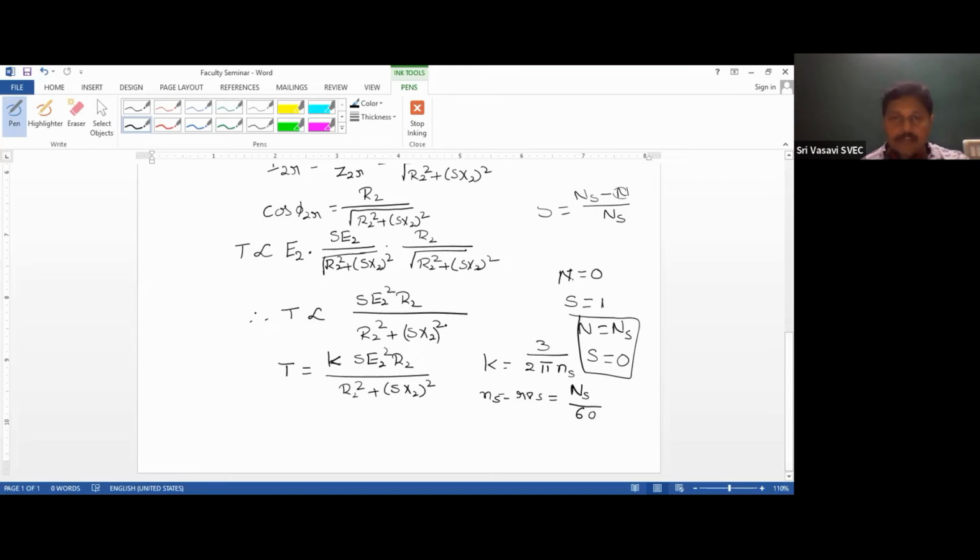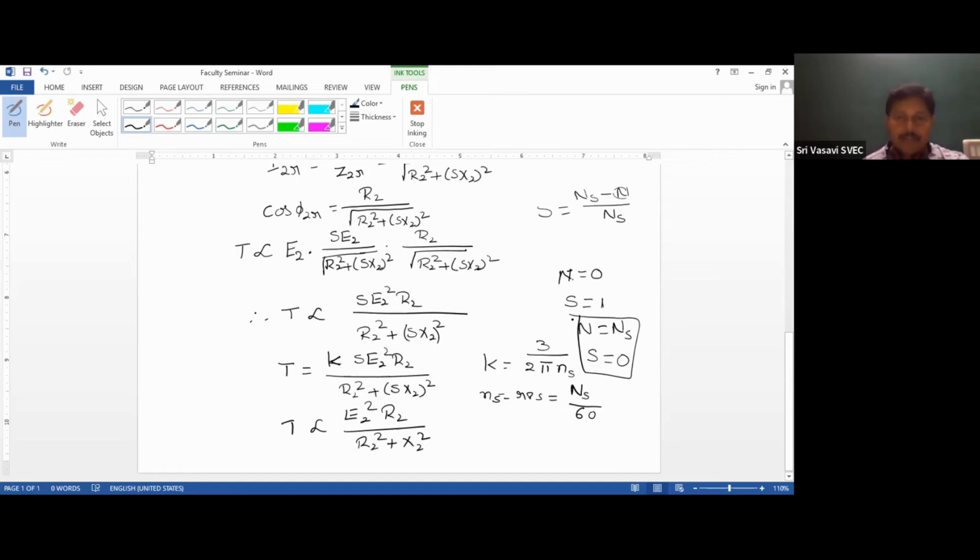At the time of starting, S equal to 1. So put S equal to 1 in this equation, then T is directly proportional to E2 square R2 by R2 square plus X2 square only. In running condition, T is directly proportional to S E2 square R2 by R2 square plus (S X2) whole square. That means the torque ultimately depends on slip.